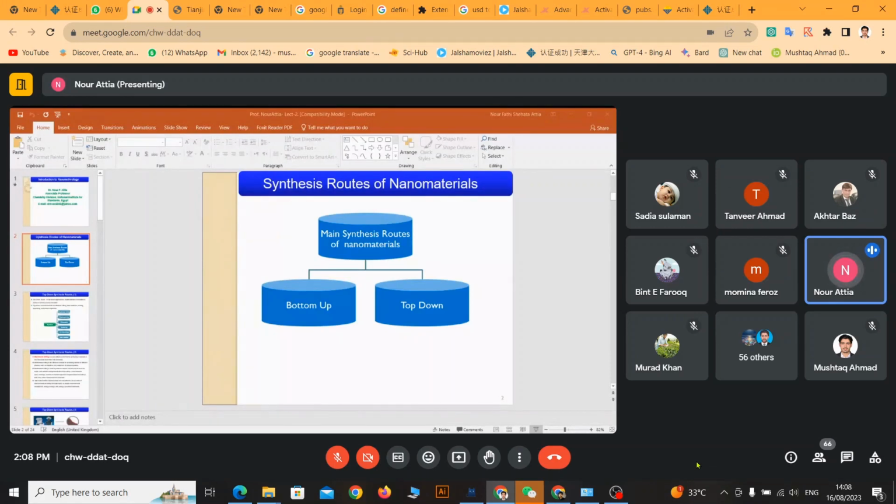Today we are going to talk about the synthesis of nanomaterials and especially talk about the main synthesis methods from the two categories.